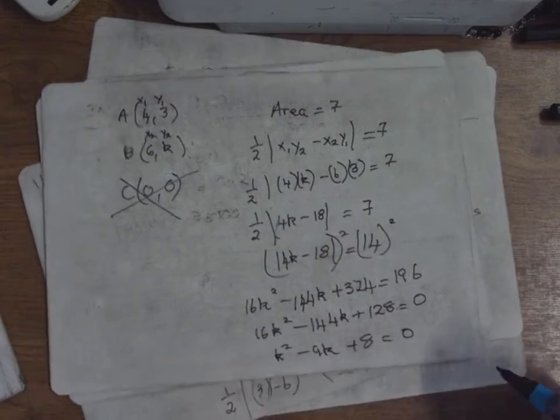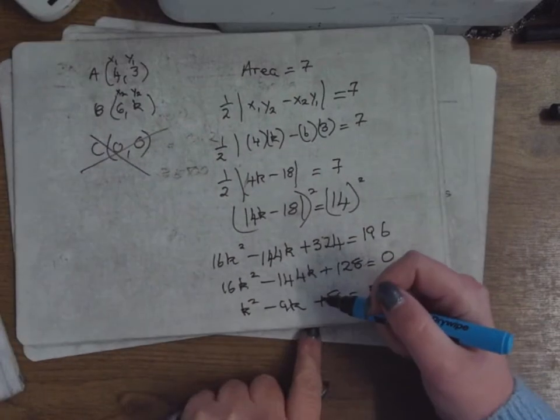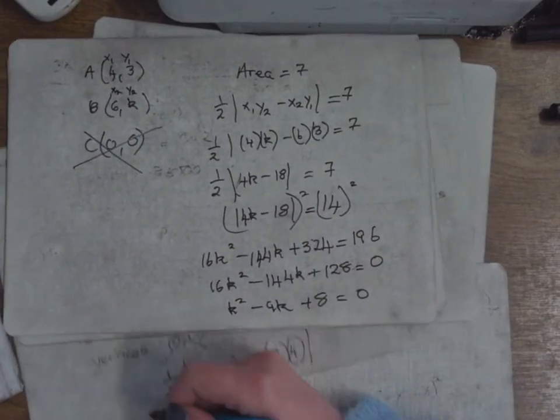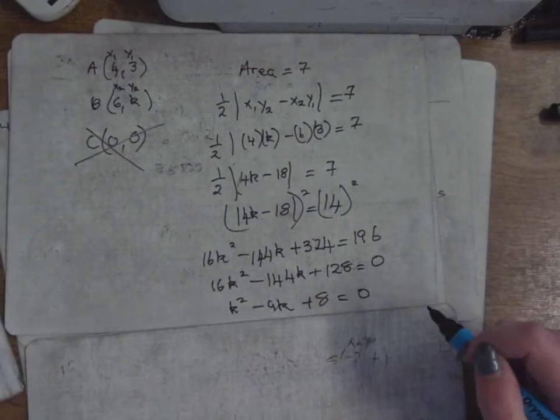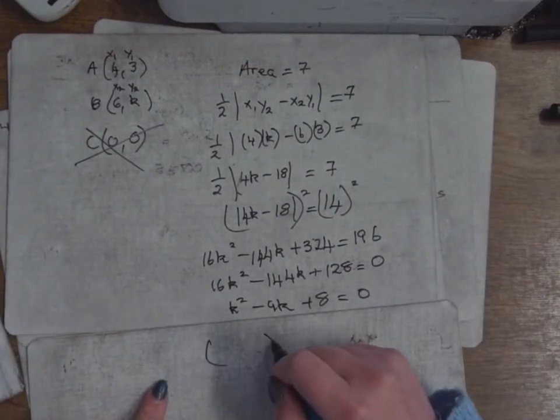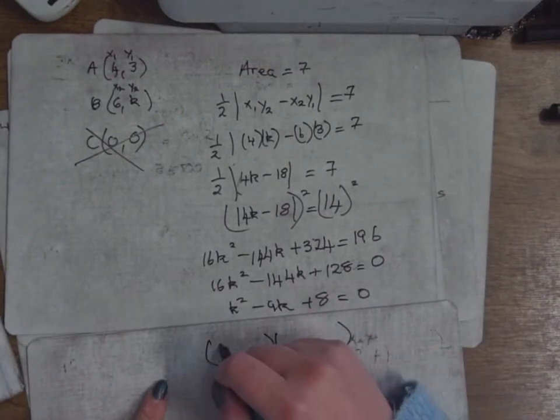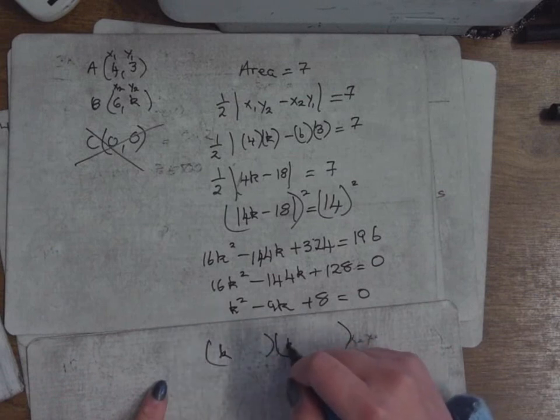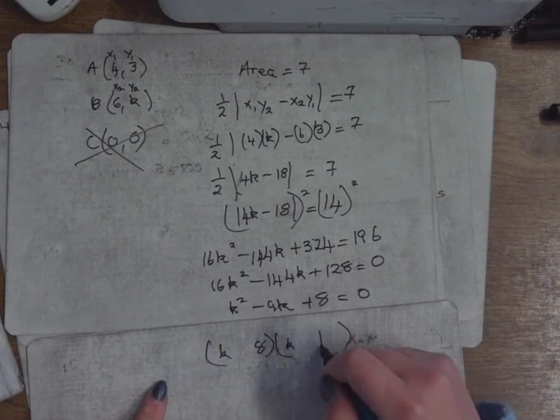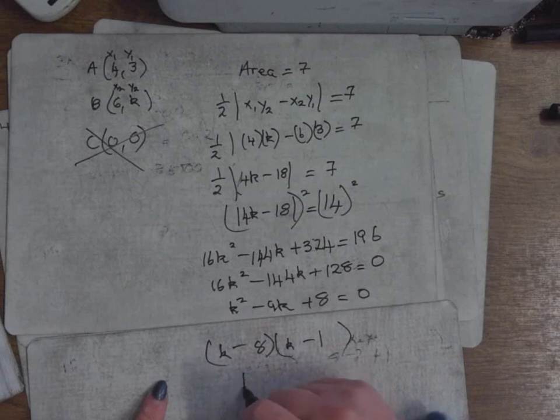Okay, two sets of brackets. A K and a K, an 8 and a 1, a minus and a minus. So that means K could be 8 or K could be 1.